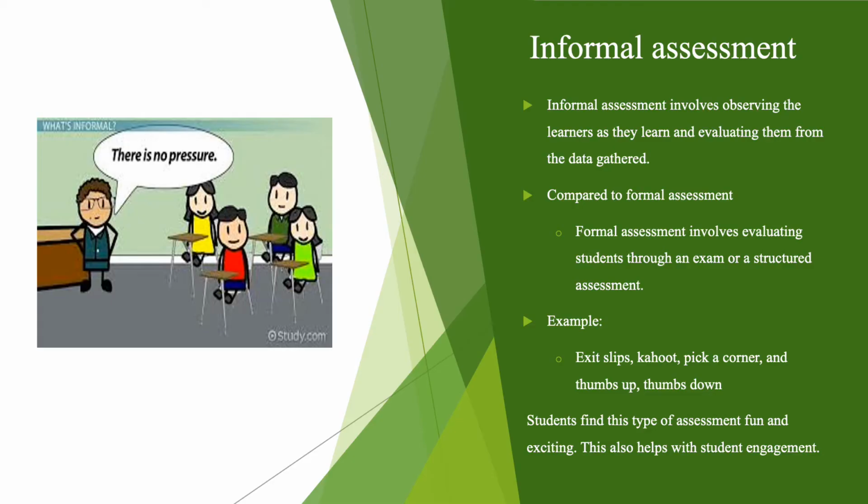Informal assessment involves observing the learners as they learn and evaluating them from the data gathered. This can be compared to formal assessment, and a formal assessment involves evaluating students through an exam or structured assessment. Some examples of informal assessments are exit slips, Kahoot, pick a corner, and thumbs up, thumbs down. Students find this type of assessment fun and exciting. This also helps with student engagement.